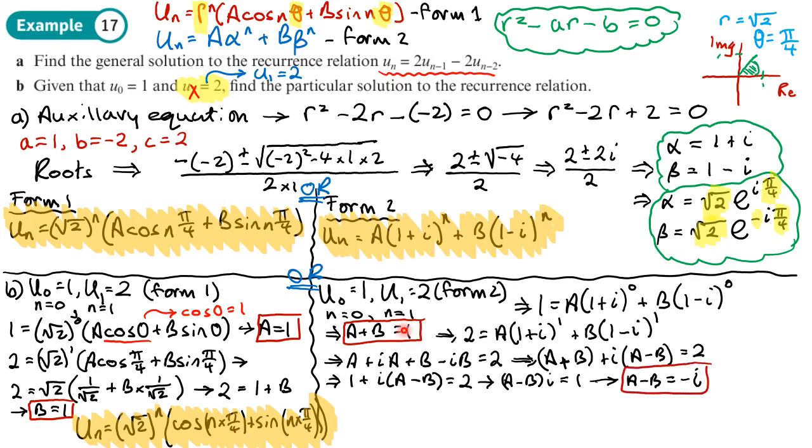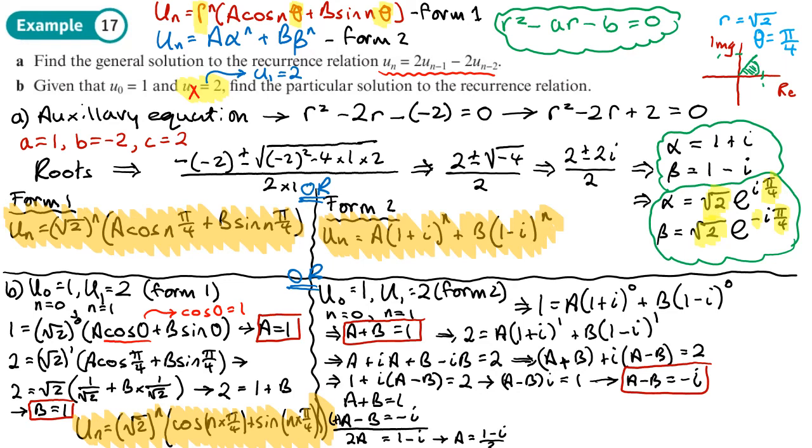So now we can solve this one and this one simultaneously to find the values of a and b. So let's start first of all by adding these two equations together or subtracting them. So I've got a plus b equals 1, a minus b equals negative i. So what I'm going to do is, I'm going to add them together. So that will give me 2a equals 1 minus i. So that will give me a equals 1 minus i over 2.